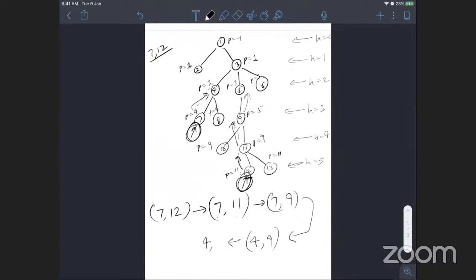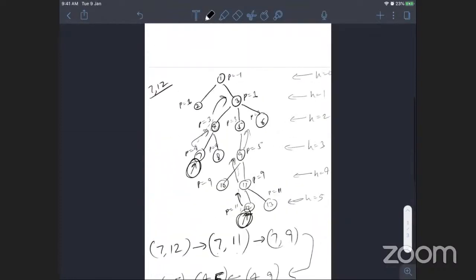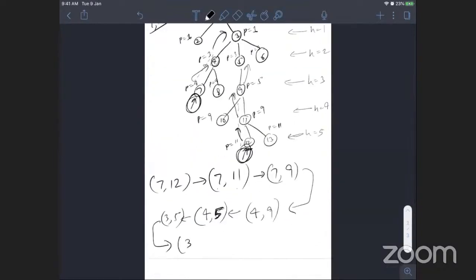So 4, 5. And once you are at 4, 5, both the heights are again equal. So you can move any of them. Let's say you move 4 again. So it becomes 3, 5, because 4 went here. And then in 3, 5, 5 is deeper, right? 5's height is 2, 3's height is 1. So 5 will move one step up and he'll come to 3, 3. Now you'll stop here because these two nodes are equal.